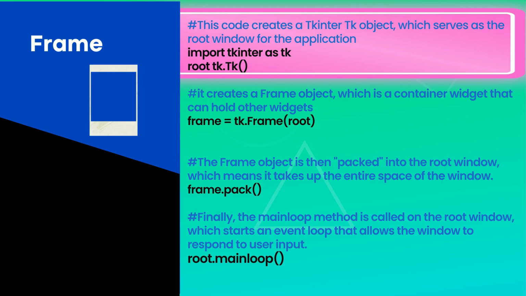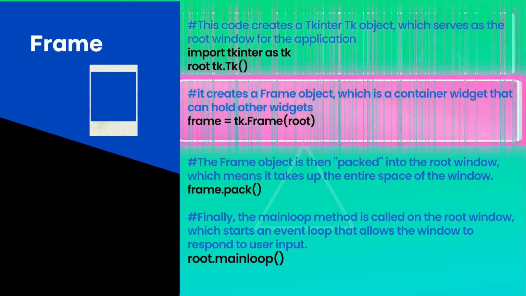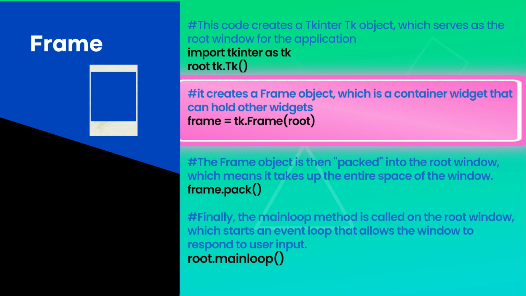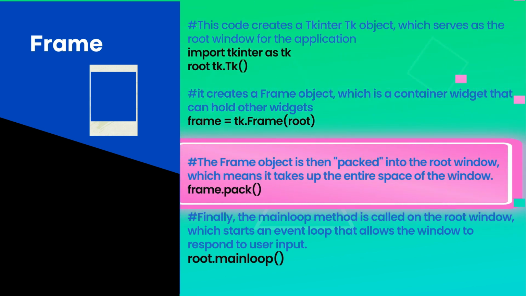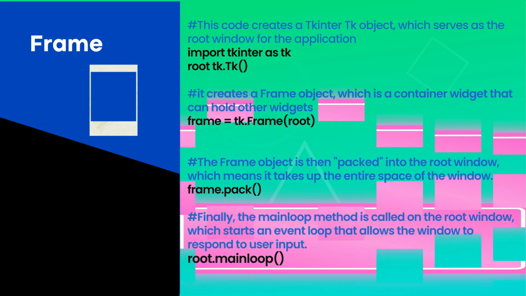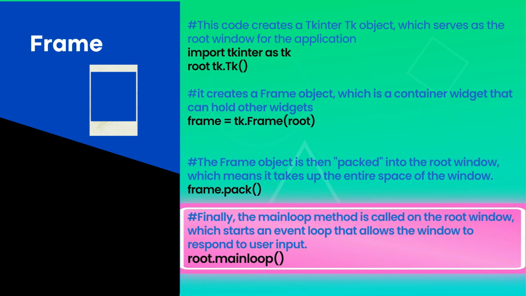This code creates a Tkinter tk object, which serves as the root window for the application. It creates a frame object, which is a container widget that can hold other widgets. The frame object is then packed into the root window, which means it takes up the entire space of the window. Finally, the main loop method is called on the root window, which starts an event loop that allows the window to respond to user input.